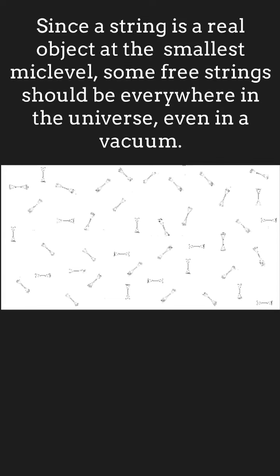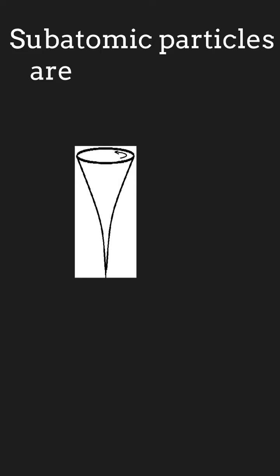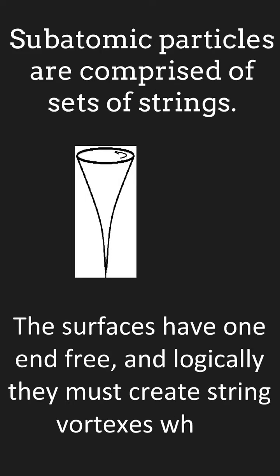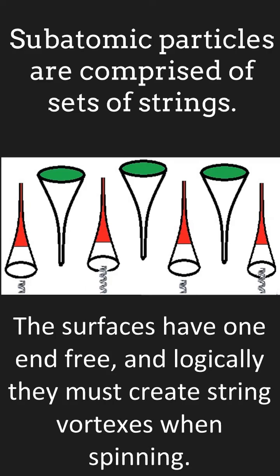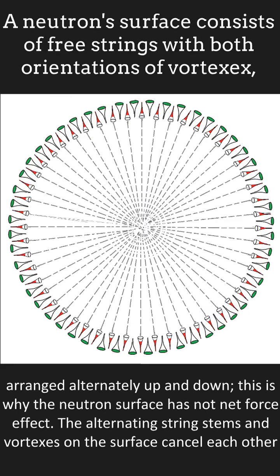They have only rotational momentum, spin, because they do not travel. Subatomic particles are comprised of sets of strings. The surfaces have one end free, and logically they must create string vortexes when spinning. A neutron's surface consists of free strings with both orientations of vortexes, arranged alternately up and down. This is why the neutron has no net force effect.